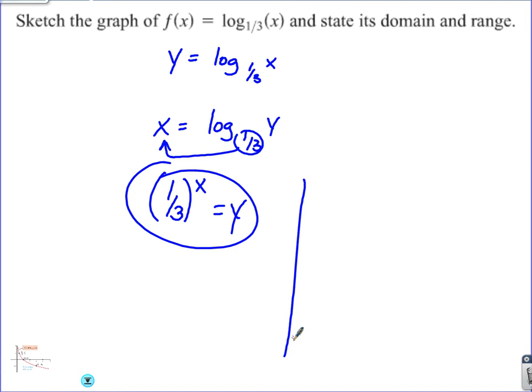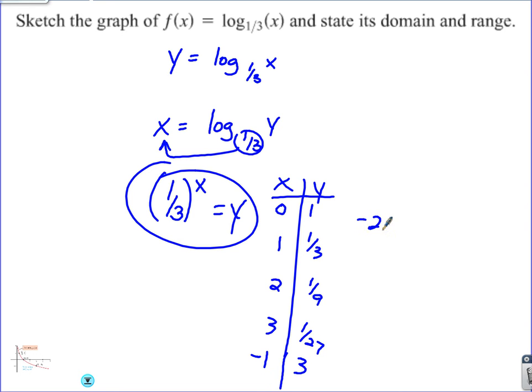So this t-table looks like that, because this t-table is going to be so much easier to make. Plug in 0, 1, 2, and 3. 1/3 to the 0 power is 1. 1/3 to the first power is 1/3. 1/3 to the second power is 1/9. 1/3 to the third is 1/27. Well, it's shrinking, isn't it? Let's go the other way. 1/3 to the -1 is 3. 1/3 to the -2 is 9.